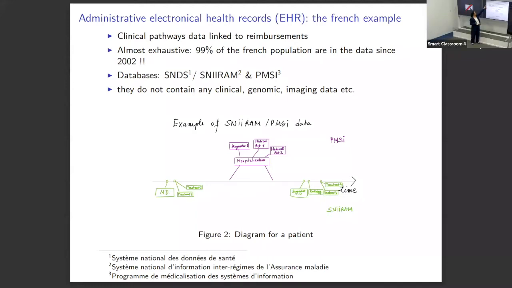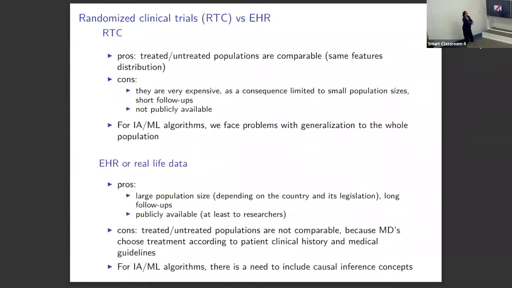That's what I call administrative electronic health record, because it's just for administrative reimbursement reasons that we collect this data, but we can use this data for machine learning. The last thing I will say about the data is that you have two different kinds of data.